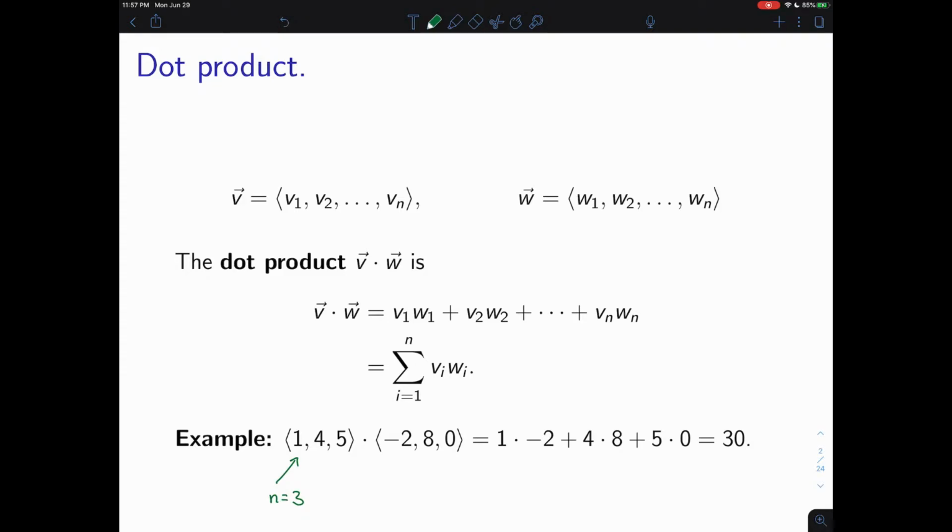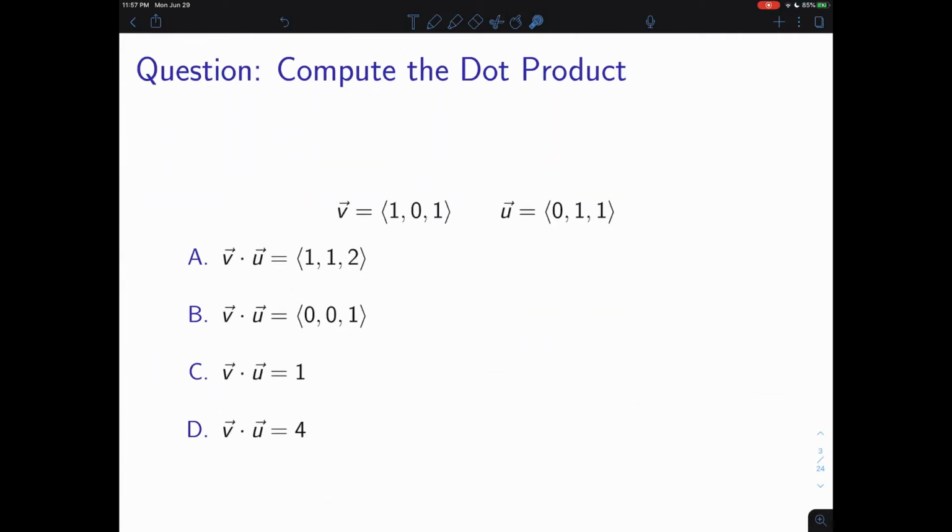All right, then we're going to add those up. 1 times minus 2 is minus 2. 4 times 8 is 32. And 5 times 0 is 0. So minus 2 plus 32 plus 0, that gives us our 30. So with these vectors, 1, 4, 5 dot minus 2, 8, 0 turned out to be 30.